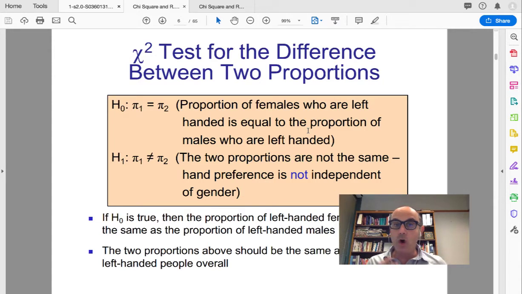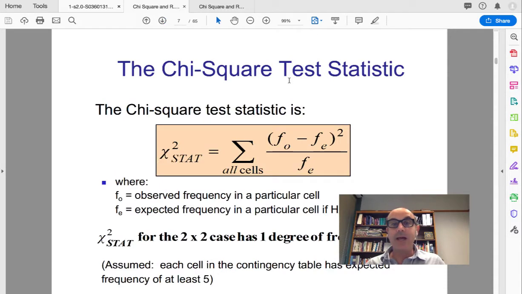In this proportion idea, we talked in the past about the x squared test for the difference between two proportions, and we talked about that in the context of hypothesis. So if the hypothesis is true, the proportion of left-hand females should be the same as the proportion of left-hand males. And the two proportions should be the same as the proportion of left-hand people overall. This is with regard to the x squared test.